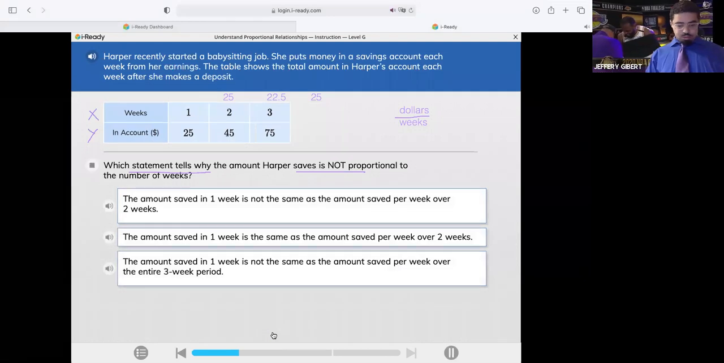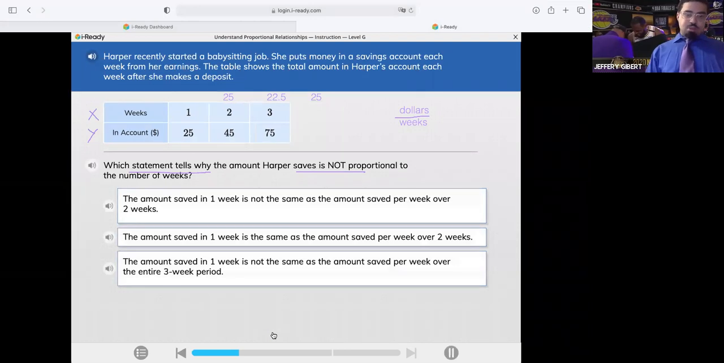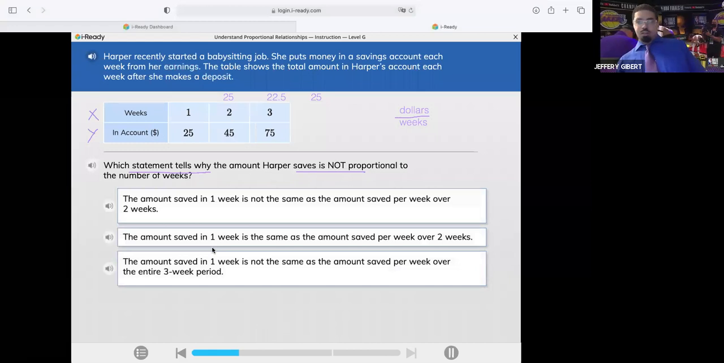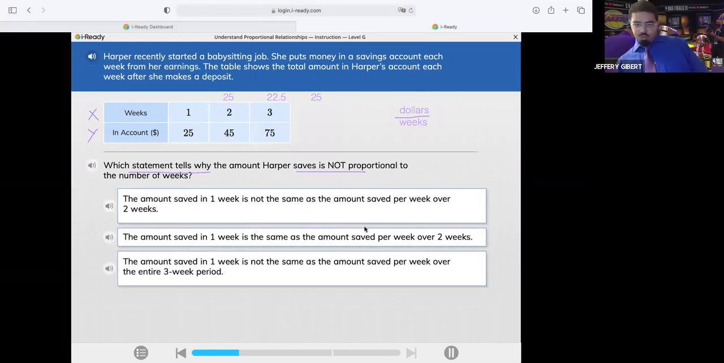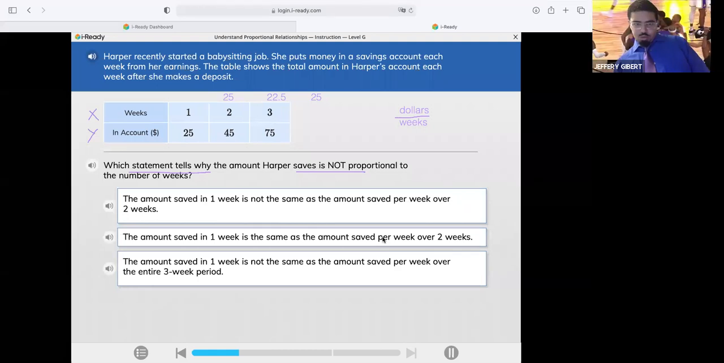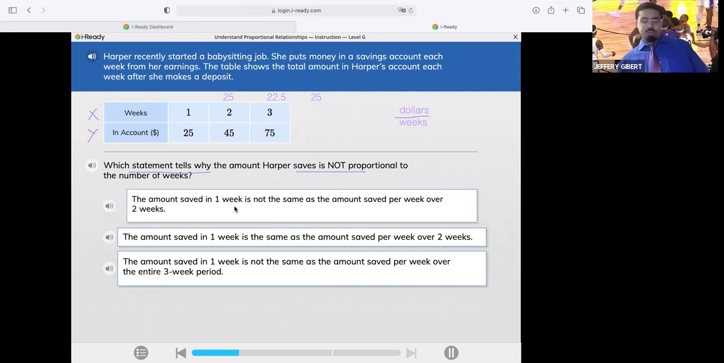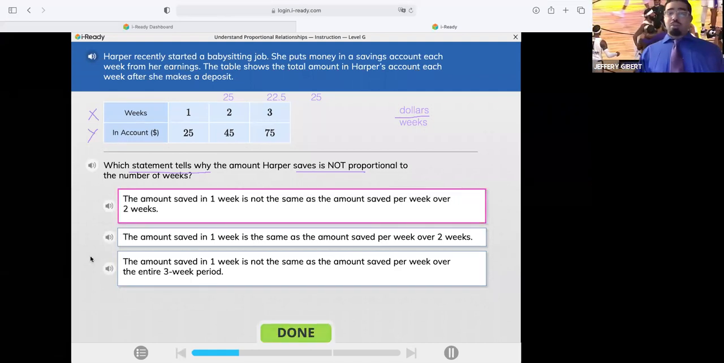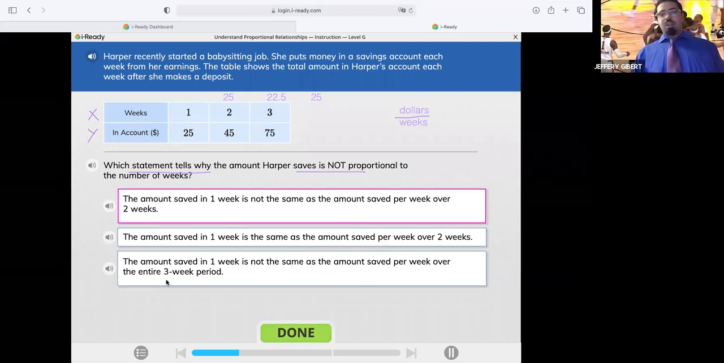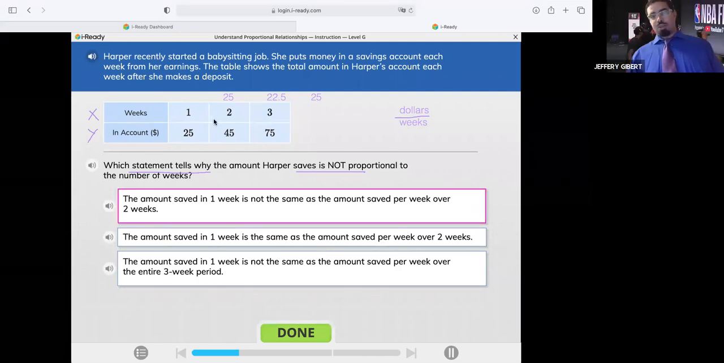Which statement tells why the amount Harper saves is not proportional to the number of weeks? All right, so on this one, the right answer is going to be the first or second one. It's the first one. The first one and third one are basically the same, but if you pick the third one, they're going to tell you it's wrong because you're not supposed to even check the third week if the second week and first week aren't the same.